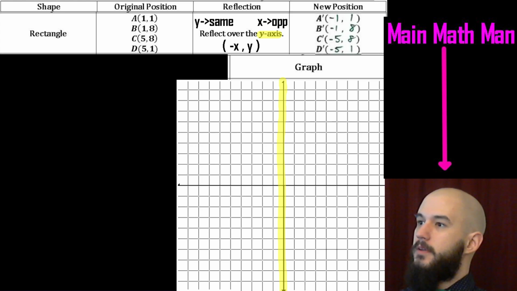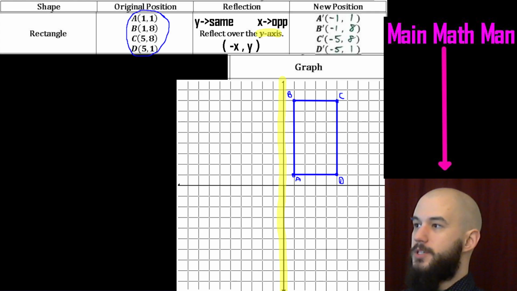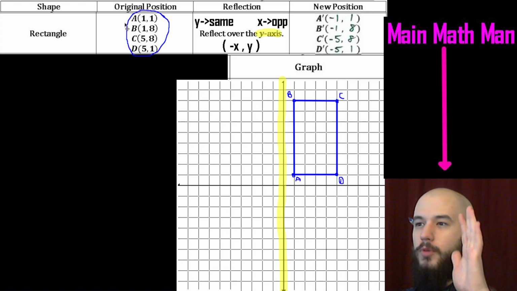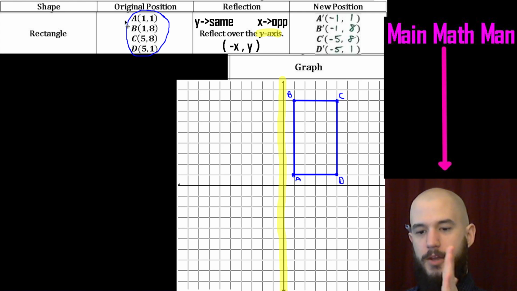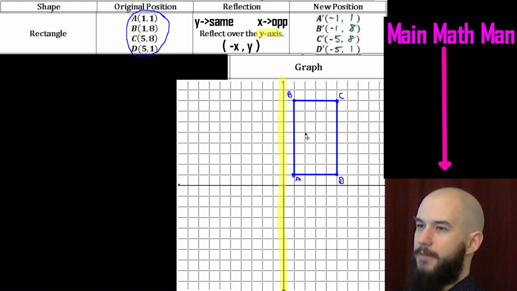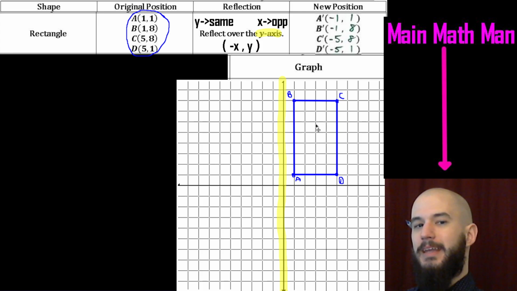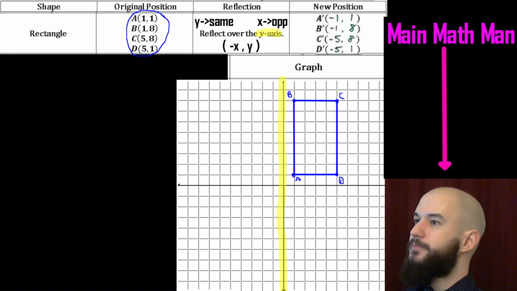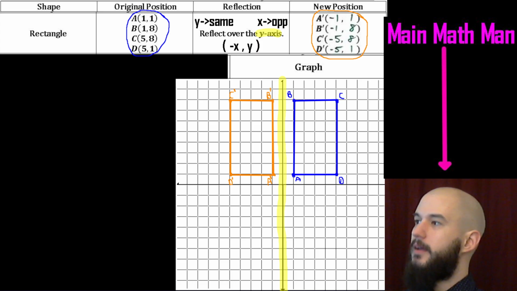So when we go to graph it, I graph the pre-image first in blue, and so now I'm reflecting over the y. So again, I still have that hand on the y-axis. I'm trying to think, okay, if I'm in quadrant 1, where am I going to end up at? Quadrant 2. And so I reflect over the y into my new points or the image, and I'm in there in orange.